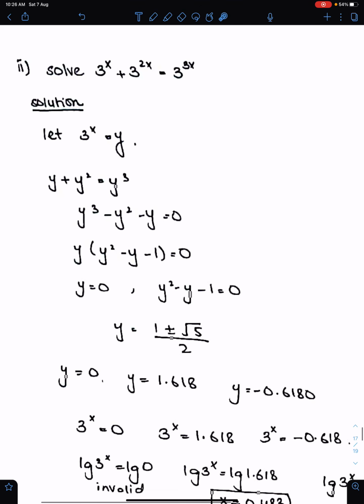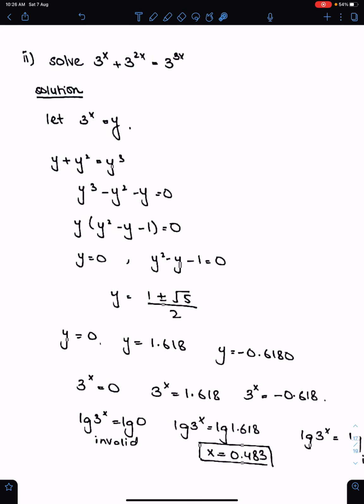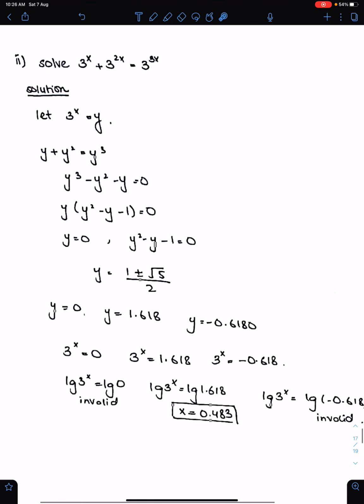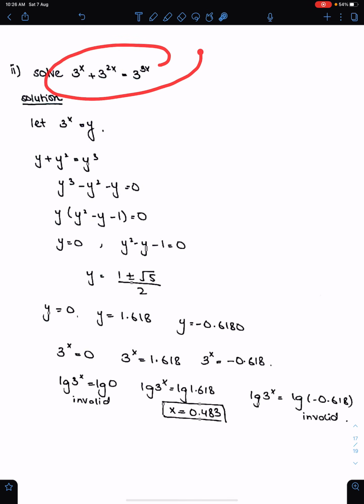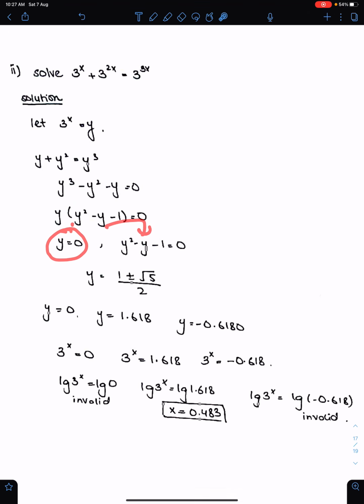Number 2. Example number 2 of type 2 question. We have to solve this question. This term has the smallest power, so this should be substituted as y. So this will become y, this will become y squared, and this will become y cubed because of power 3x. Now you have to bring everything on the left hand side and equate the equation to 0 like this. Now take y common, and we have either y equals 0 or this equation equals 0.